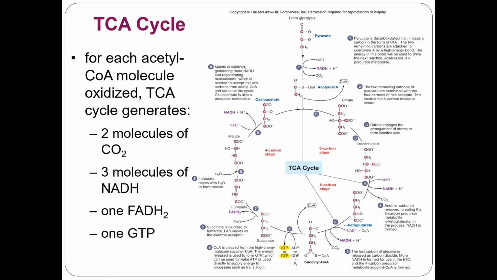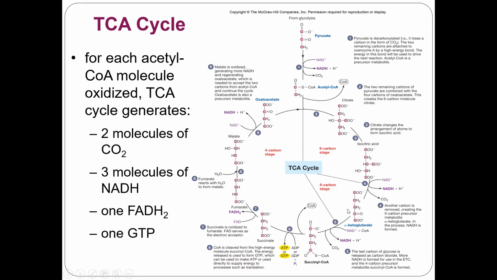More importantly, whenever you see NAD reduced to NADH2, that means 3 ATPs generated. That is going through oxidative phosphorylation. And when you see FAD reduced to FADH2, it is also oxidative phosphorylation, 2 ATPs generated. And don't forget there is a substrate level phosphorylation right here, which is GTP becomes GDP, and ADP becomes ATP.